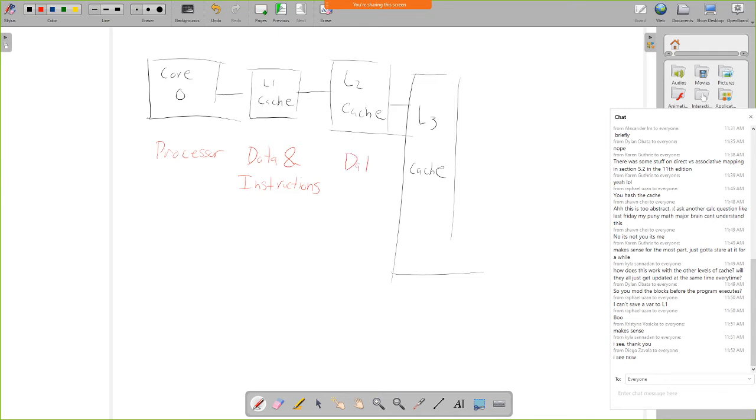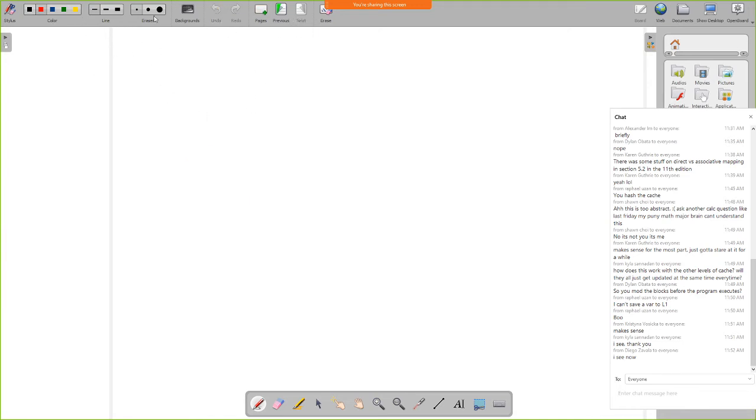But the L2 and L3 cache, generally, again, this is what I was looking up, was x86, so Intel's architecture. They only store data in the L2 and L3 cache. So it's just something to note, not super major.